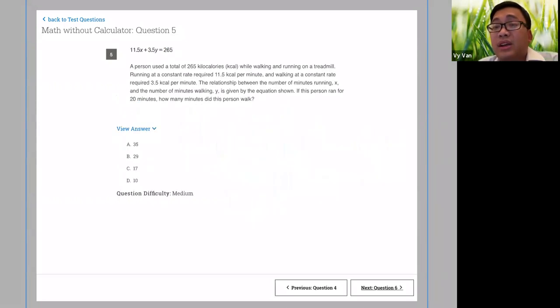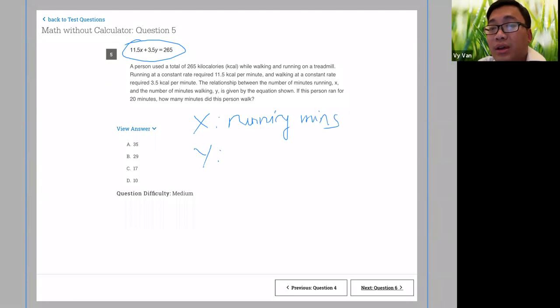Next one. This is a medium question because there's almost half a paragraph of wording to read. When I do this kind of question, I don't read everything. Pay attention to the equation that is given. Now this is a real world problem. The biggest thing you want to understand is what do x and y represent? So let's figure that out. Here it says the number of minutes running is x. So x is running minutes. And y is walking minutes.